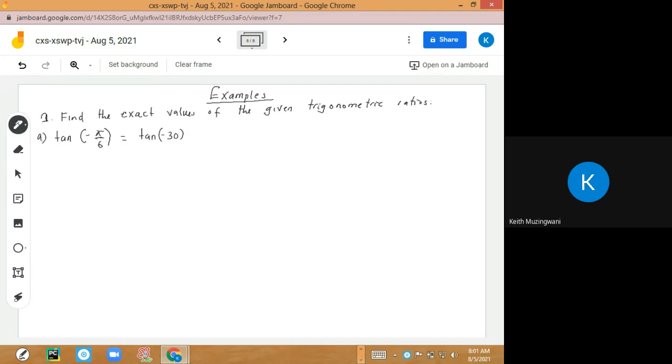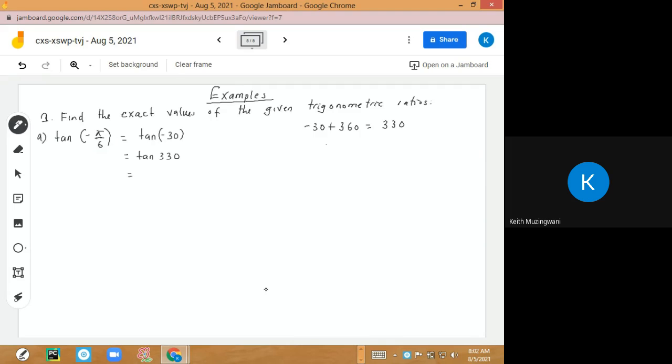it's easier to use reference angles. So if I'm given a negative number, what do I do? I look for its equal coterminal angle. So I'll say, okay, negative 30, if I add 360, it will become 330. So this is the same as tan 330. But I don't know what tan 330 is. But I know the reference angle of 330. So 330 is in the fourth quadrant.